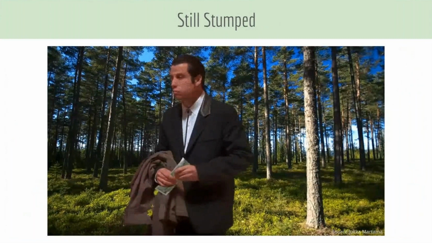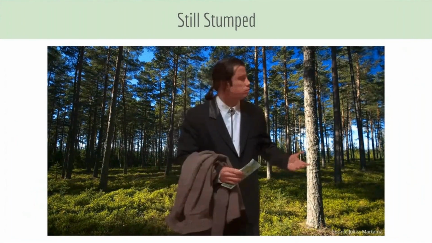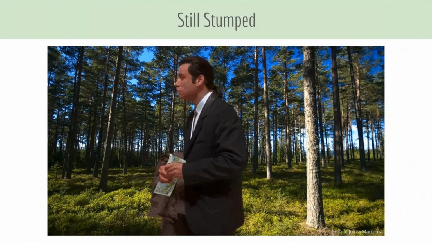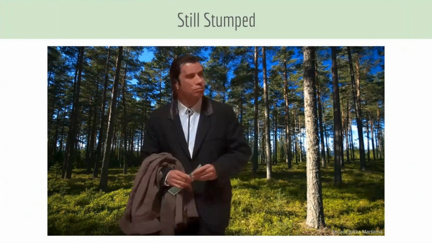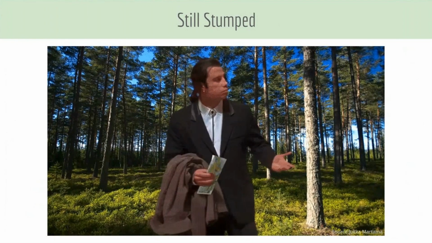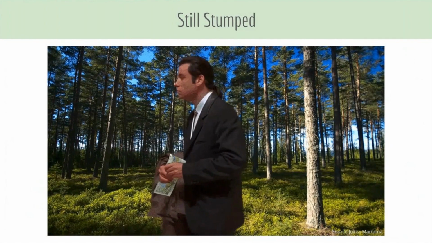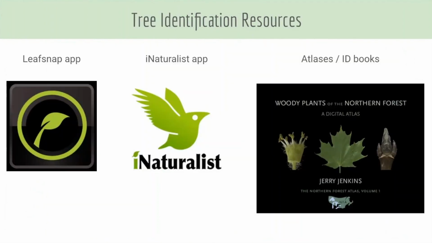So what if after looking at a tree and trying everything you can to identify the different features, you're still stumped, and pun totally intended? Thankfully, there are some resources available that can help you in your IDing journey. So apps like LeafSnap or iNaturalist can help you identify a tree based on an image of it. There are also a number of atlases or tree identification books available for download or purchase. And if you get your hands on a field guide, oftentimes they'll have something called a dichotomous key that you can use to narrow down what species you might be looking at.